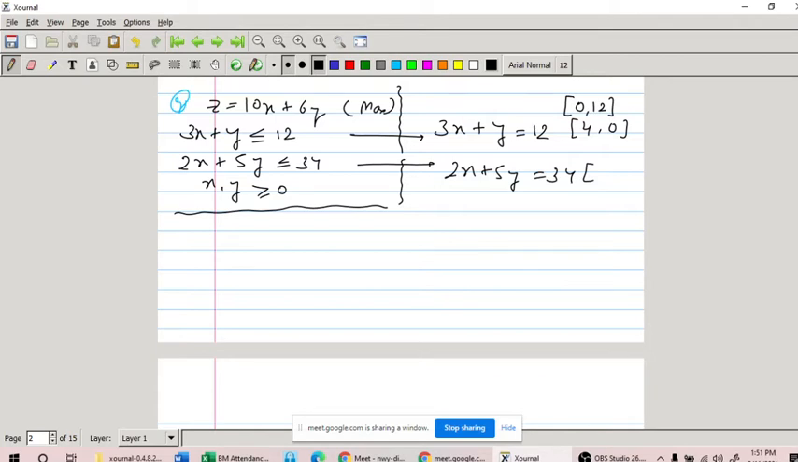You have to do it fairly. You will not do it roughly, you will do it neatly, the way you do in an exam. So in this, if you put the value of x as 0, you will get the value of y as 34 divided by 5, which is around 6.8. You will get a figure something like this.